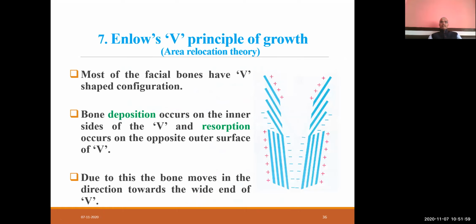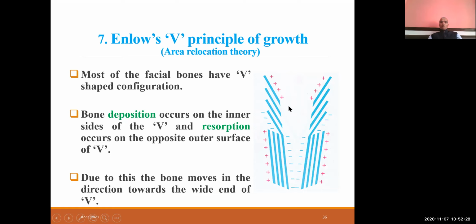Next is Enlow's V principle of growth. It is also called area relocation. Most of the facial bones have a V-shaped configuration. Like here, it is a V shape. So bone deposition occurs from the inner side of the V and resorption from the outer side of the V. Here, the positive sign means bone deposition and the negative sign means bone resorption.